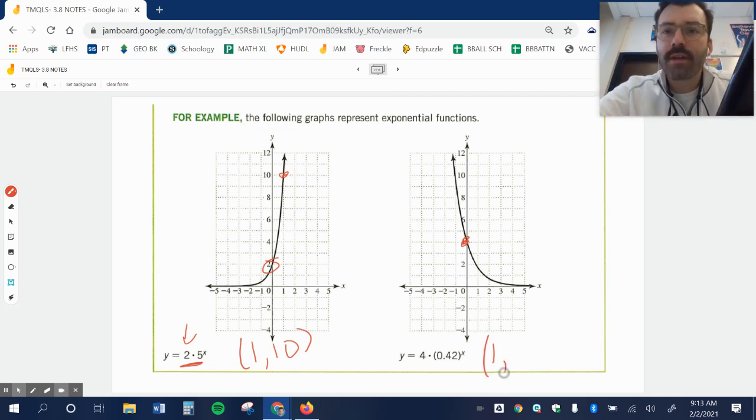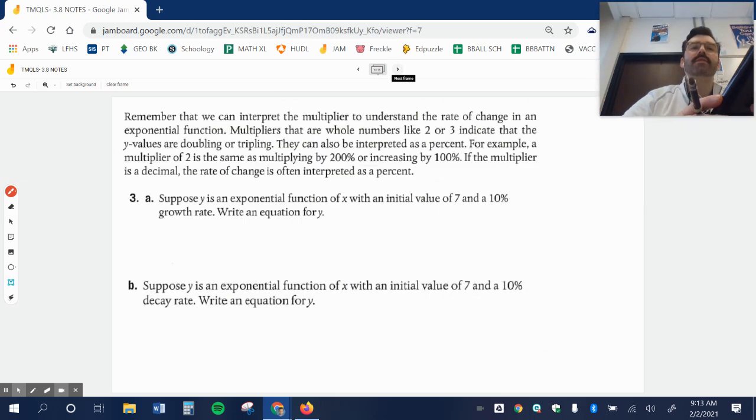So 1 comma 1.68 will be that point, which is about right there, and it looks like it's to be true. All right. So let's talk about it.